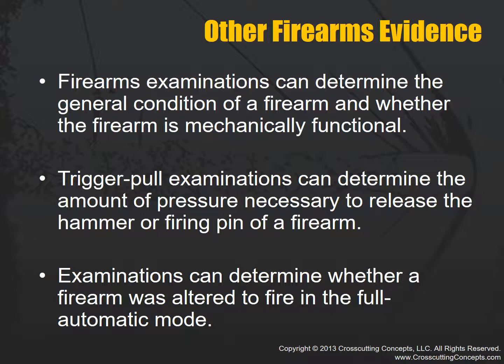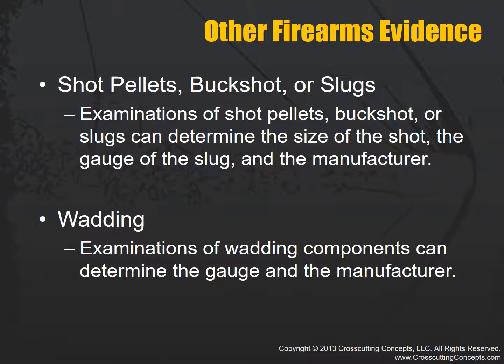Firearms examinations can determine the general condition of a firearm and whether the firearm is mechanically functional. Trigger pull can determine the amount of pressure needed to release a hammer, and other examinations can determine whether a firearm was altered to fire in the full automatic mode. Shot pellets, buckshot, or slugs: you can examine these to determine the size of the shot, the gauge of the slug, and the manufacturer. And wadding components can determine the gauge and the manufacturer.